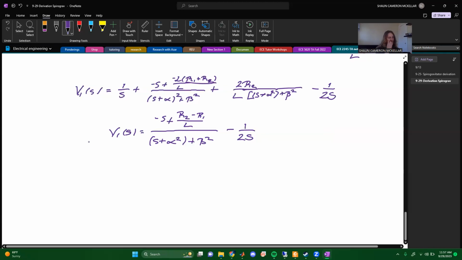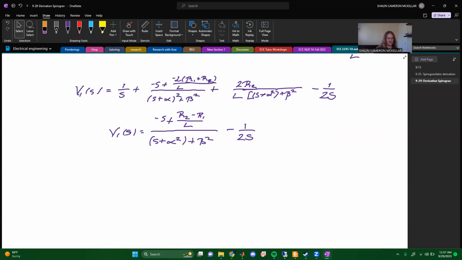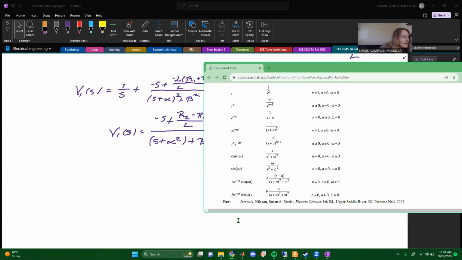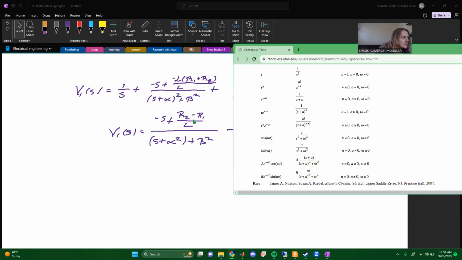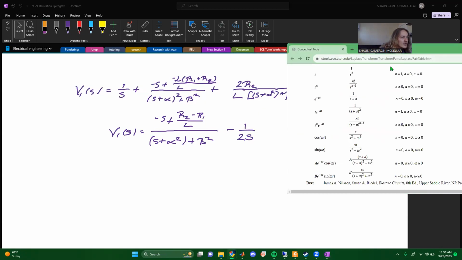Equals this. And I'm going to leave this last part up to you. We can discuss it in lab if you have questions, of course. But it's your job to show that this v1 of s, for the most part, is going to follow this cosine. That's the minus s term plus this stuff, the R2 minus R1 over L. That's actually a sine term minus some constant in the time domain.